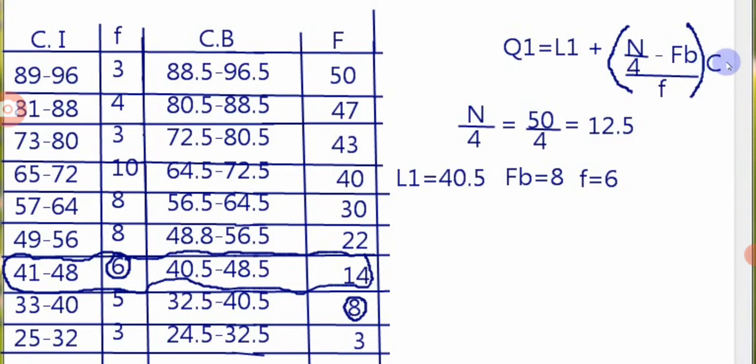Then the next thing is the capital letter C, which is the class size. From the class interval, you have your class size. So I have from the upper bound of the class interval, 96 minus 88.